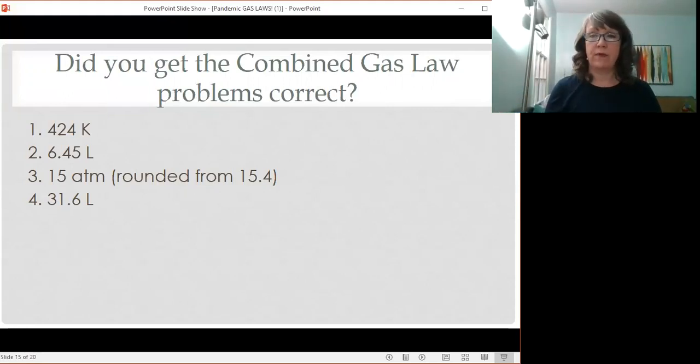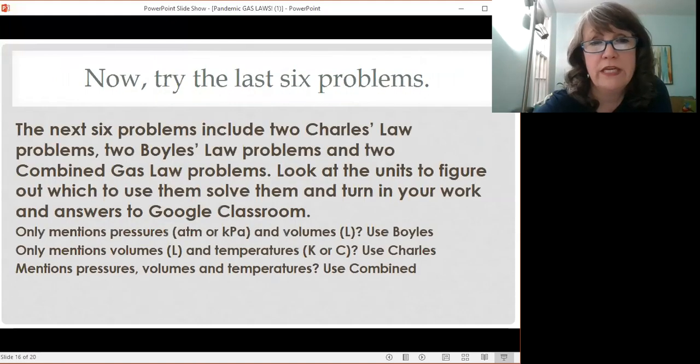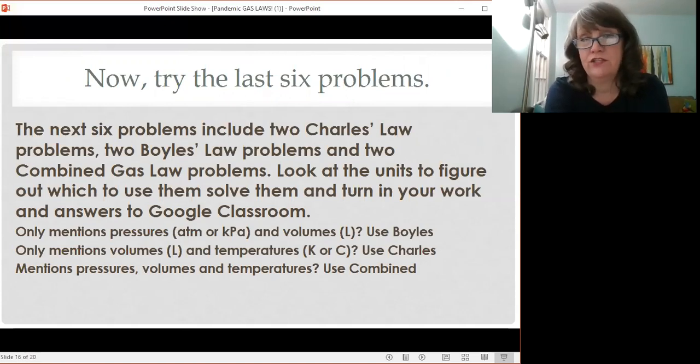So you've done 4 combined gas law problems. And how we're going to wrap up this week is by having you do 6 additional problems, 2 each, of Charles, Boyle's and combined gas, but you're going to have to figure out which gas law is appropriate based on reading the question. And really the main way to do that is just to focus on your units. If as you're reading the problem it only mentions pressures and volumes, well, what's the gas law that only uses pressure and volumes? Boyle's. If you're reading the problem and it mentions a volume and temperature, then you're going to use Charles because that's the gas law that only deals in volumes and temperatures.